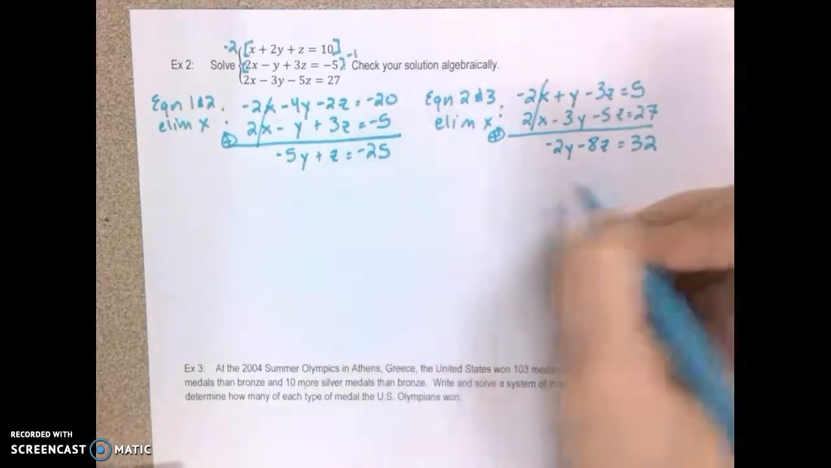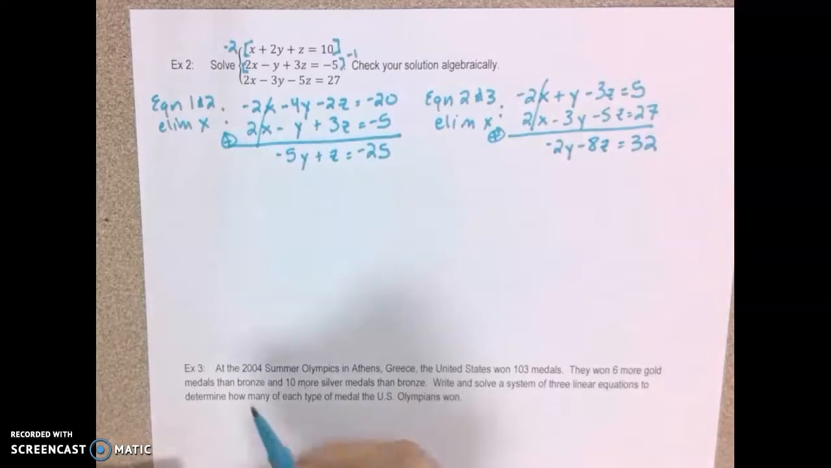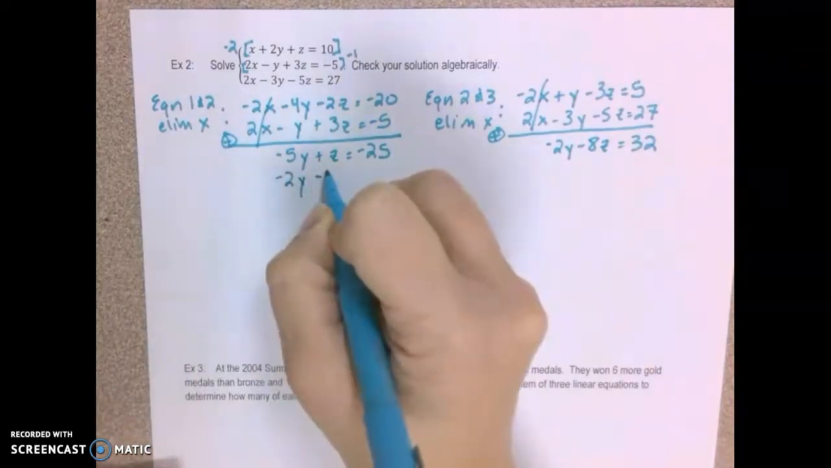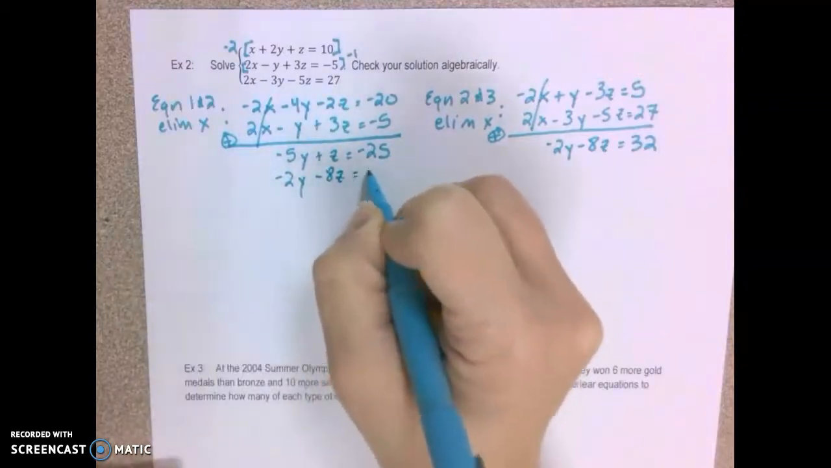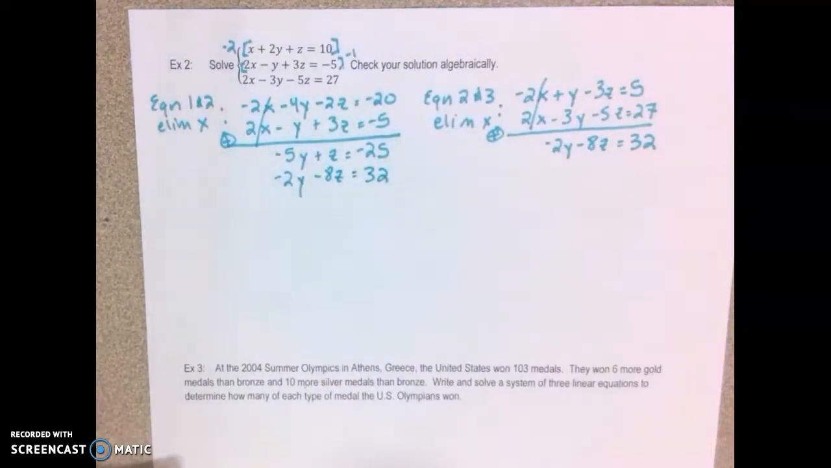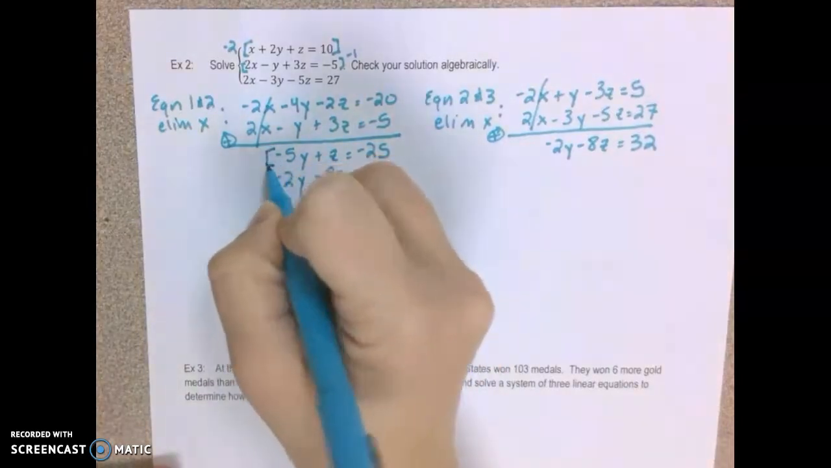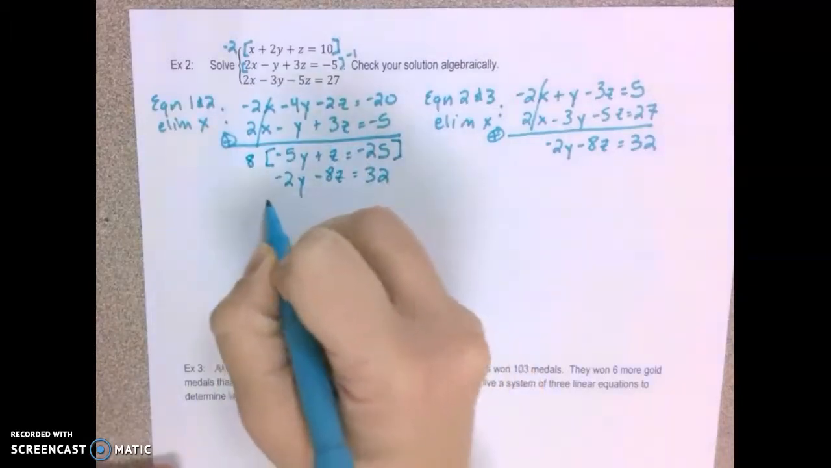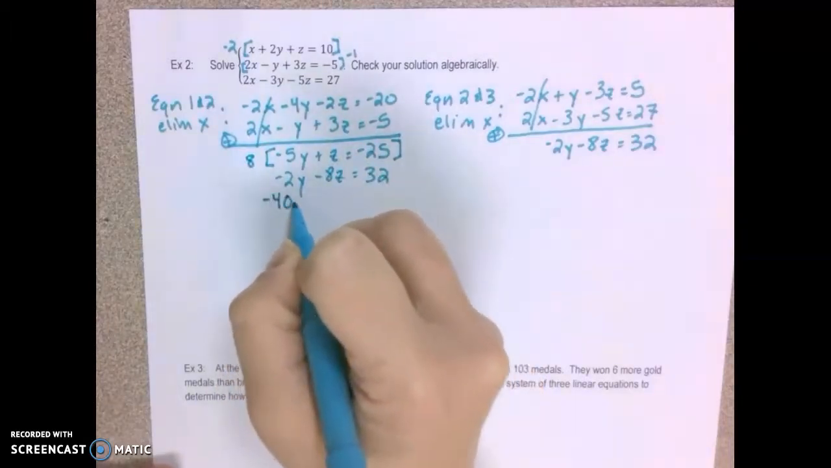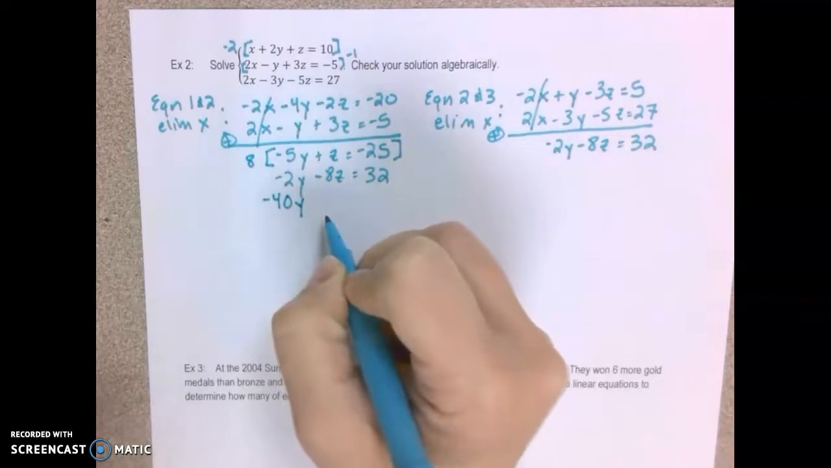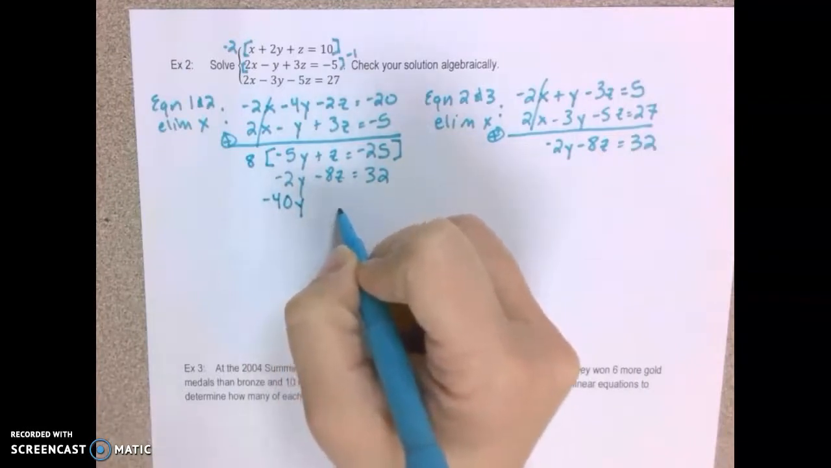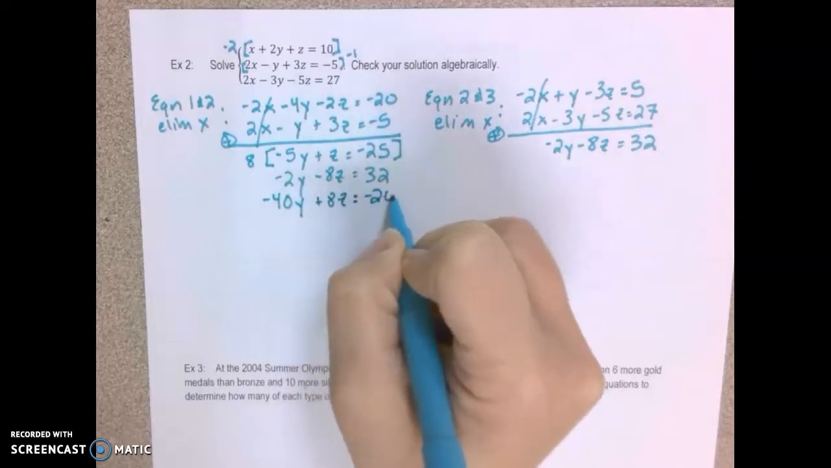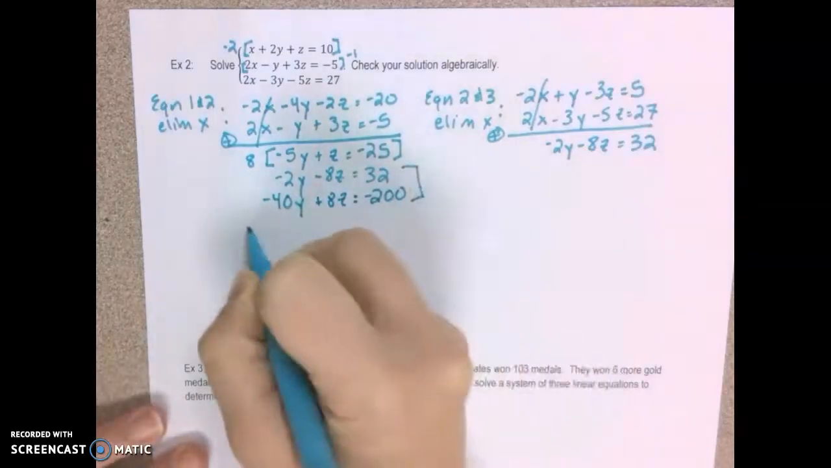Now we've got 2 equations here that both have a y and a z. So I'm going to write them right underneath each other. Negative 2y minus 8z equals 32. So if we eliminate the z's, all we have to do is multiply that first equation by positive 8. So it will now be negative 40y, and then we'll get plus 8z equals negative 200. Now we're looking at these 2 equations.